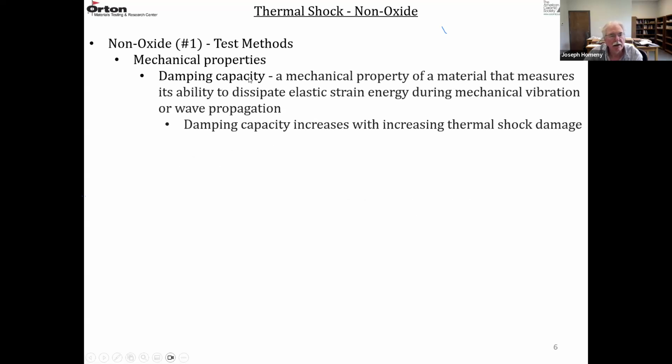So a little bit more on damping capacity. It's a mechanical property of a material that measures its ability to dissipate elastic strain energy during mechanical vibration or wave propagation. So the damping capacity increases with increasing thermal shock damage. So the more microcracks present, the more damage present, the damping capacity goes up. And it's a pretty sensitive way to measure thermal shock damage.